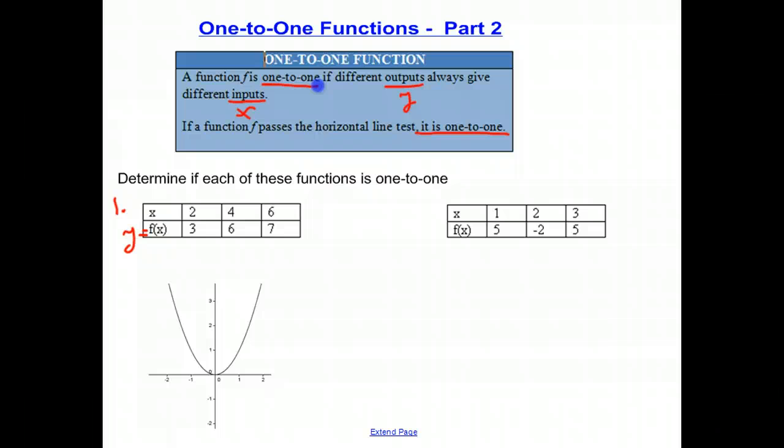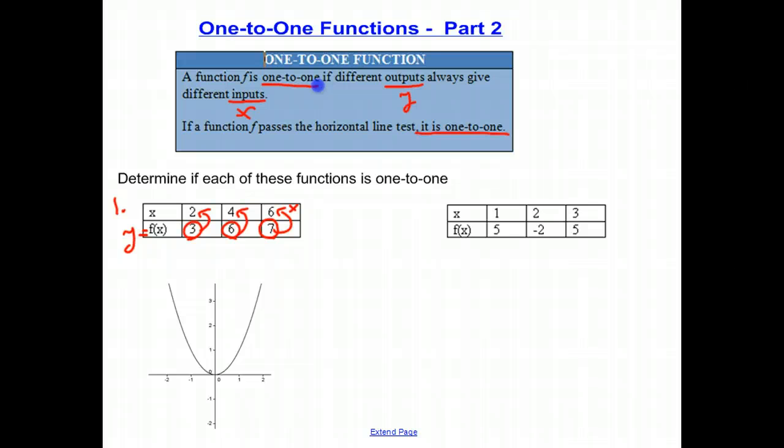So let's look at the outputs. The number 3 gives a 2. Is there any other place where 3 gives a different value? The answer is no. Let's look at 6. Is there any place for this y value of 6, which gives a 4 here, gives another value? No. Don't be fooled by the 6 up here. That's an x value. Let's look at number 7. 7 gives a value in this function of 6. Is there any other place where 7 gives a different value? And the answer is no.